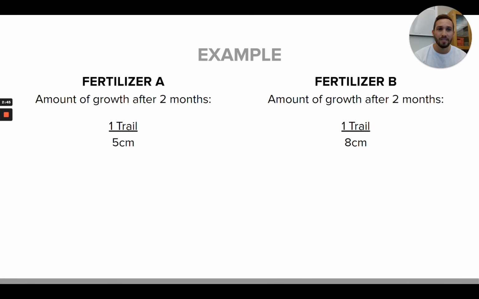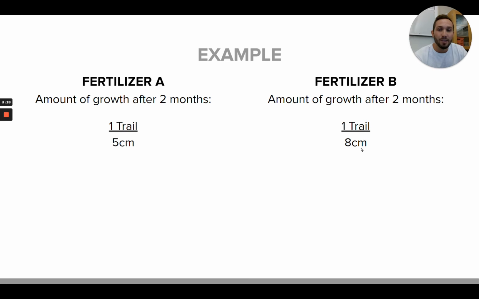Let's say I have some plant seeds, and it's a controlled experiment. It's the same type of plant seed that I'm going to try to grow in these two fertilizers. I give them the same amount of soil and fertilizer, the same size pot, the same amount of sunlight and water, very controlled. Let's just say I took one plant seed and grew it in fertilizer A and one plant seed and grew it in fertilizer B. After doing it once, let's say the plant in fertilizer A grew 5 centimeters and the plant in fertilizer B grew 8 centimeters.